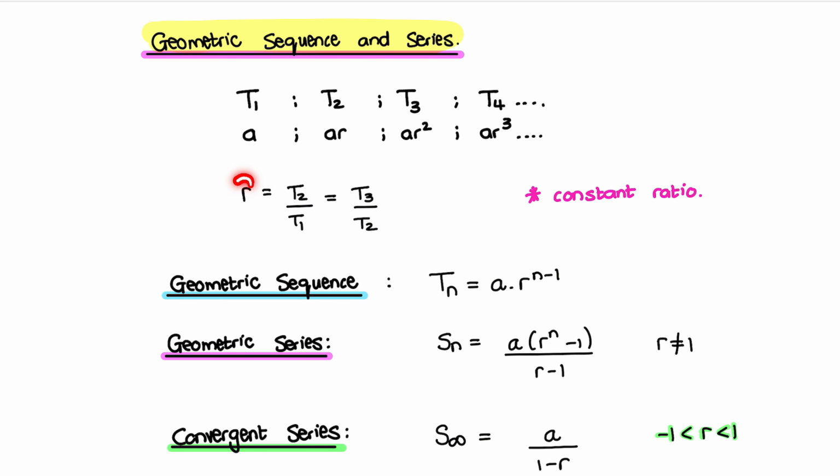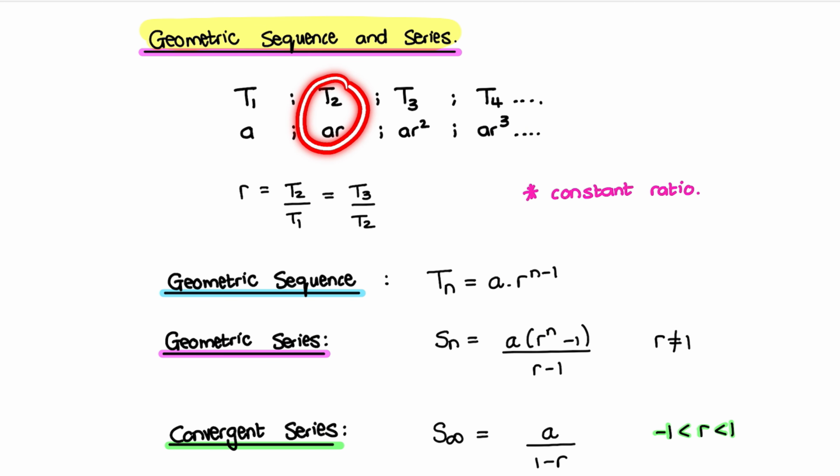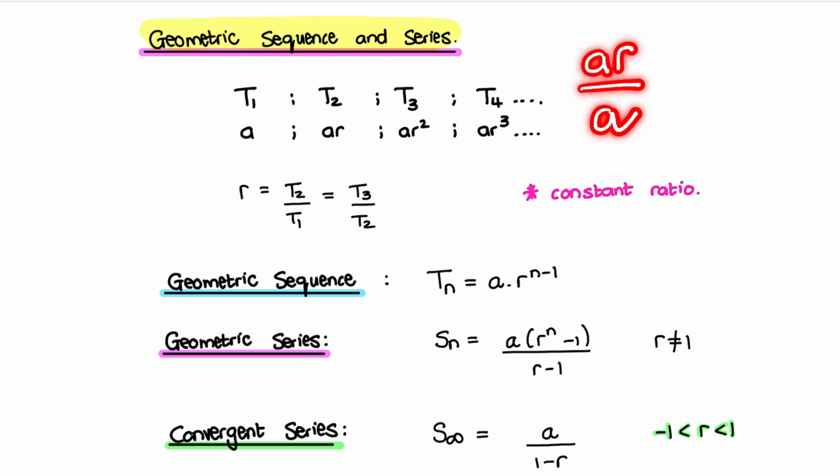So to find the constant ratio between terms, we would say term 2 divided by term 1, or we would say term 3 divided by term 2. So look what happens when I divide term 2 by term 1. Term 2 is A times R, and term 1 is equal to A. And when I divide them by each other, I'm left with R, the constant ratio.